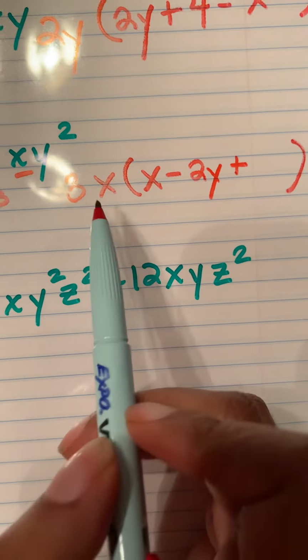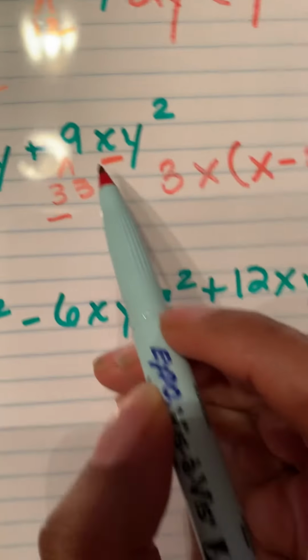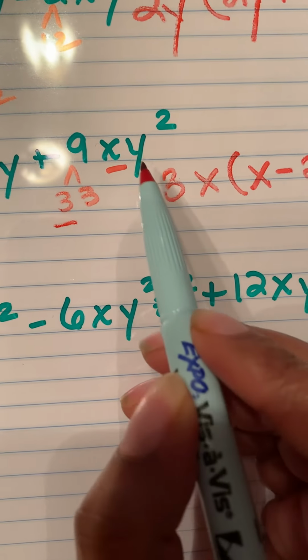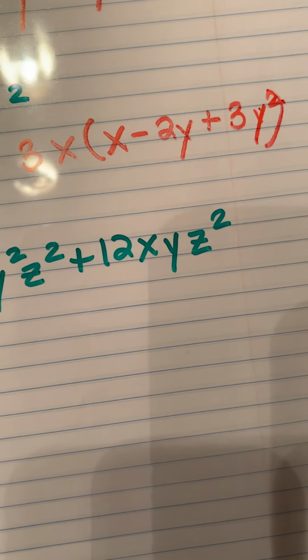I need 9. What do I have? You have 3. 3 times what to give me 9? 3. Okay. You need 1x. You have 1x. But I don't have any y, so I need both of those. And that's your answer.